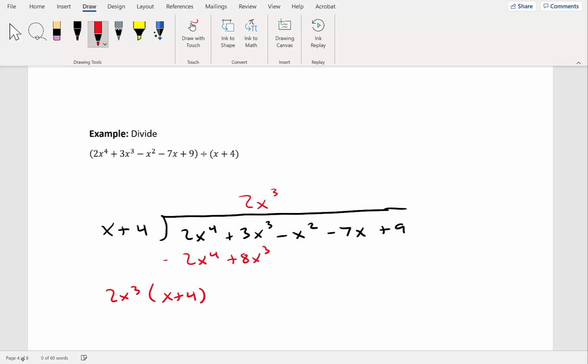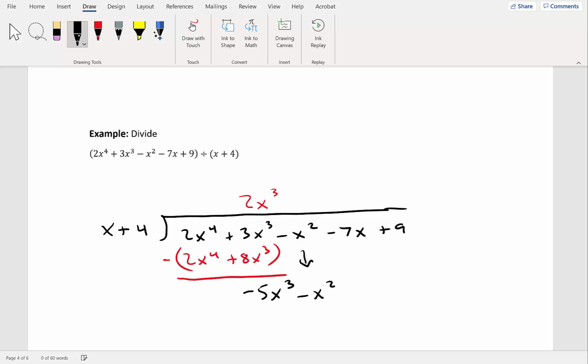And now we're going to subtract. Okay, so now let's go ahead and subtract. 2x to the 4th minus 2x to the 4th cancels out. Perfect. 3x cubed minus 8x cubed, I get negative 5x cubed. And now after you subtract, bring down the next term. So let's bring down this negative x squared. And now we repeat the process.